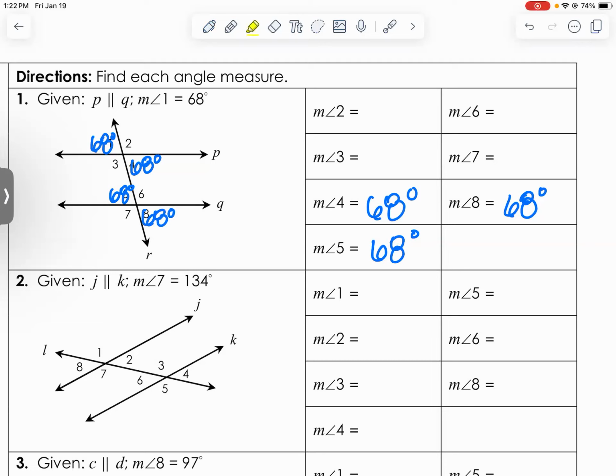So we know that angles 3 and 5 are consecutive interior. Since they are consecutive interior, are they the same? No. But what's special about them? They are supplementary. So if I want to figure out the measure of angle 3, I need to take 180 minus 68.